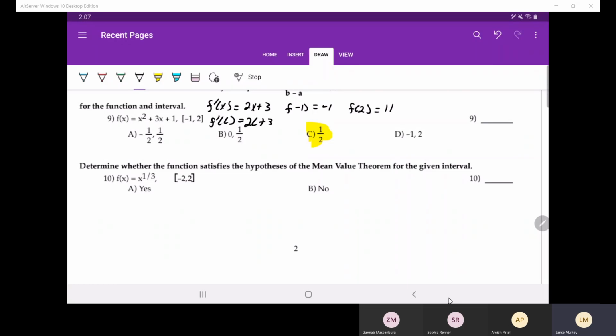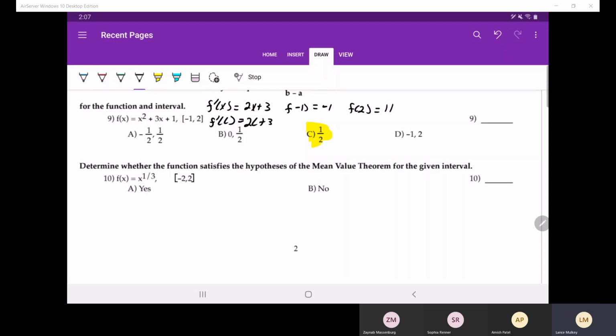Well, to take a derivative also, doesn't the function need to be continuous? So if the function needs to be continuous, is the cube root of x a continuous function? Yes, continuous and differentiable.